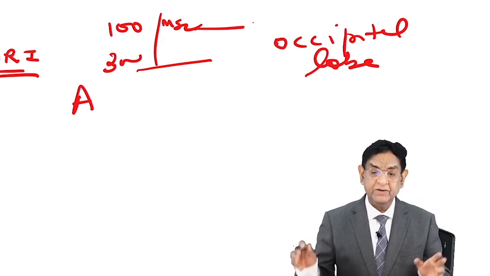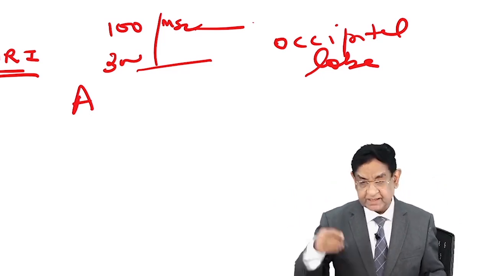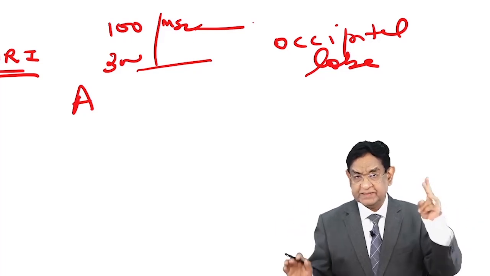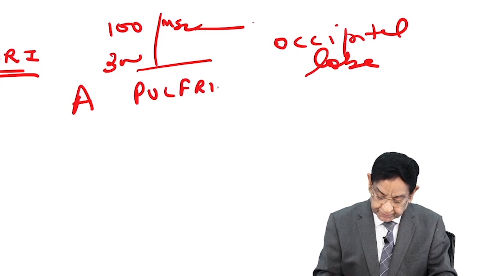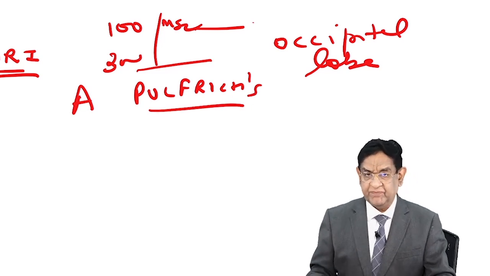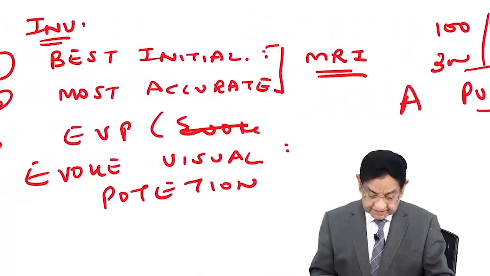Got it? Now one A is coming now and one A is coming after 300 milliseconds. So your occipital lobe, your brain, is seeing two A's, and this is known as the Pulfrich effect. The Pulfrich phenomenon or effect is visual too. So visual evoked potential is like this.